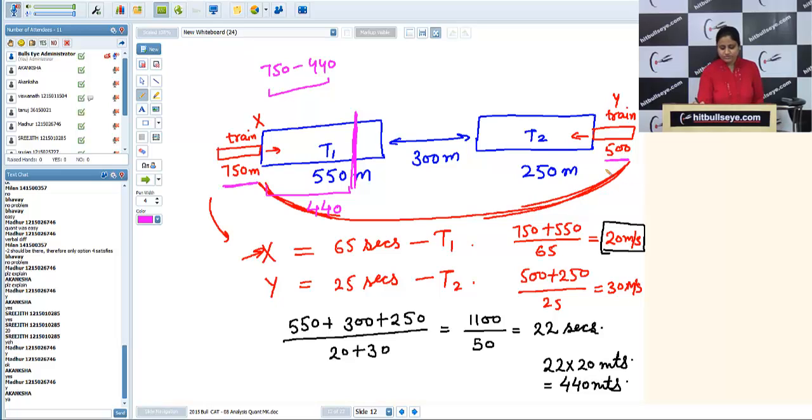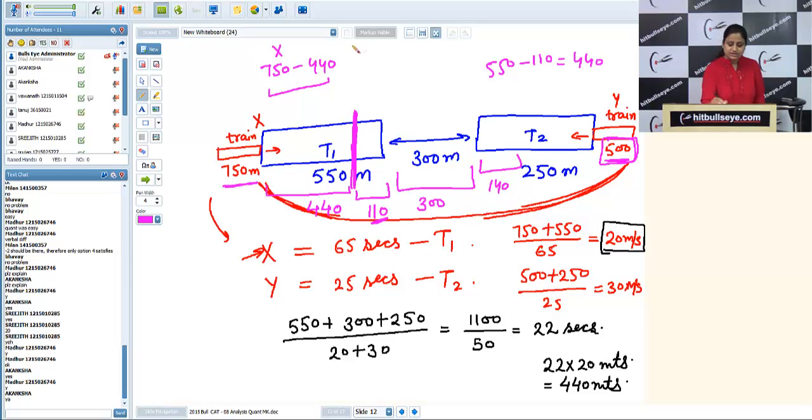Similarly, train Y was meeting X at this spot. What is the distance left? That is 110. It means the train length was 500. What is the remaining length of train Y? That is 550 minus 110, which comes out to be 440. It means 300 will be here and 140 will be here. So this is Y length, which is outside the tunnel. That will be the answer in this case. Now you can calculate the fraction. It was an easy sum, medium level sum we can say, because of the huge story.